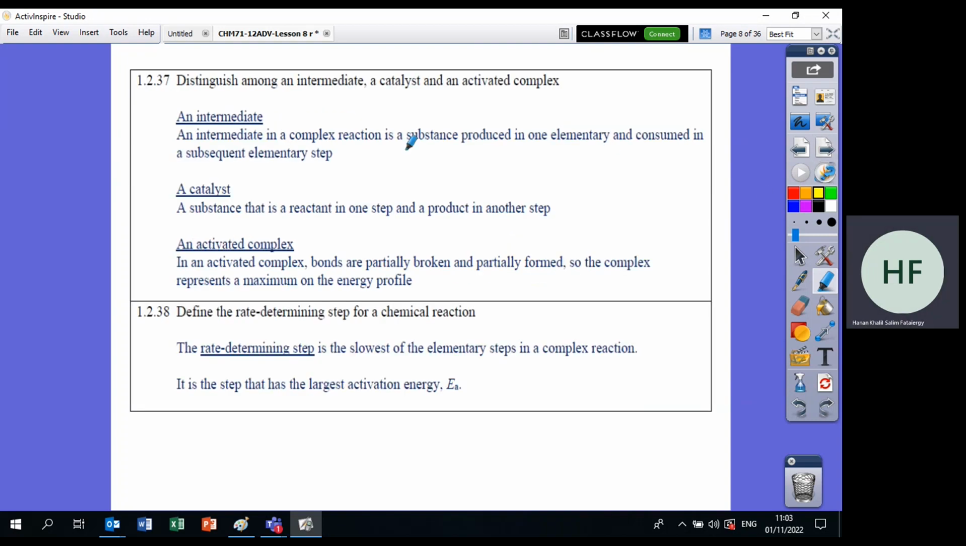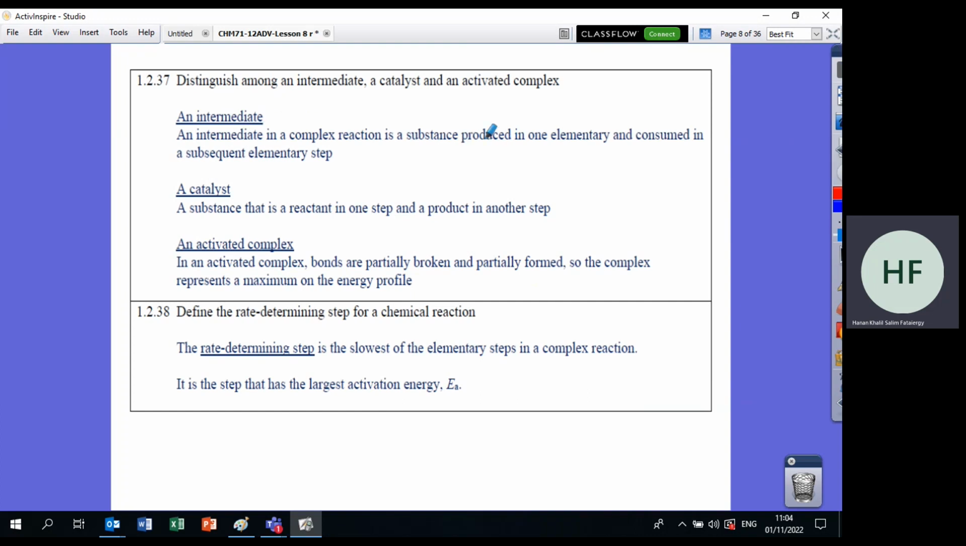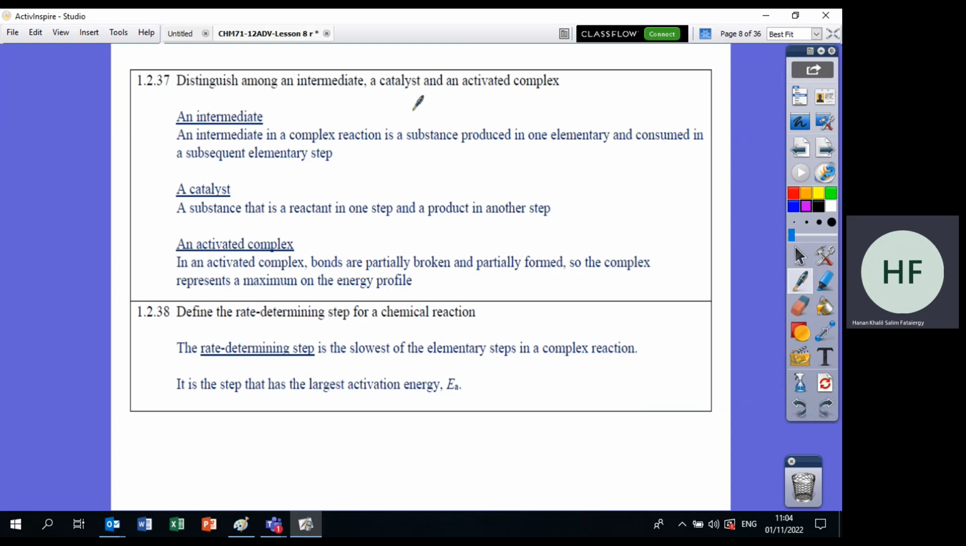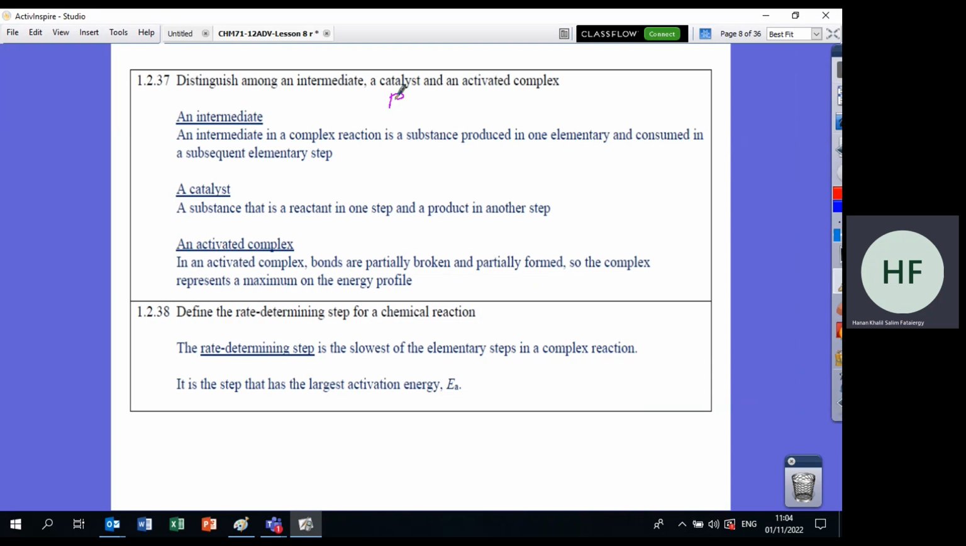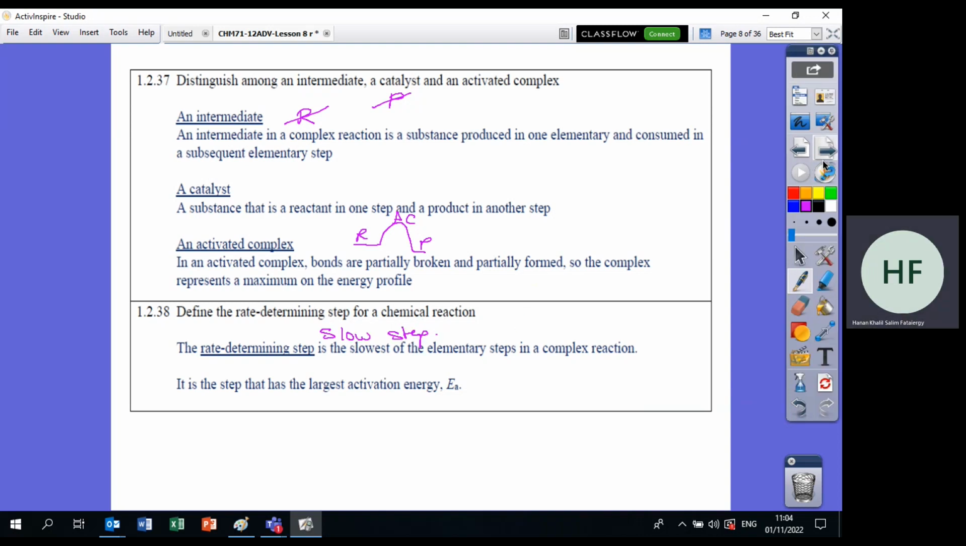Okay, now intermediate. Intermediate is a substance produced in one step and consumed in another step. So one time I find it as a product, one time I find it as a reactant, and then I cancel it. Catalyst, I will speak about it later on. Okay, activated complex, as you know when we draw this: reactants, products, and activated complex. The rate determining step is the slow step. Okay, now let's do practice.